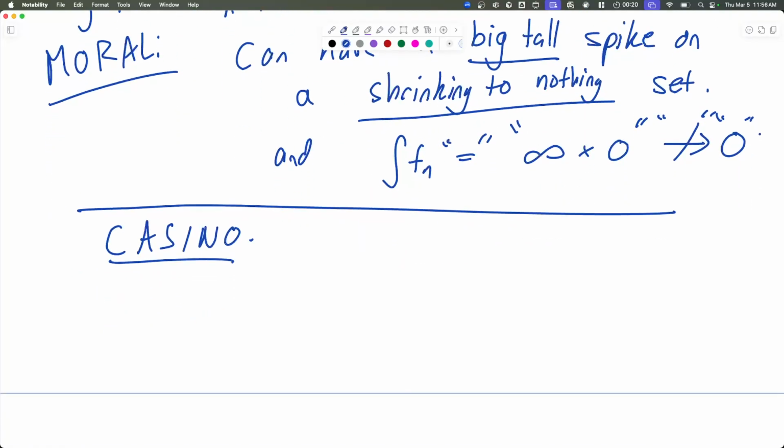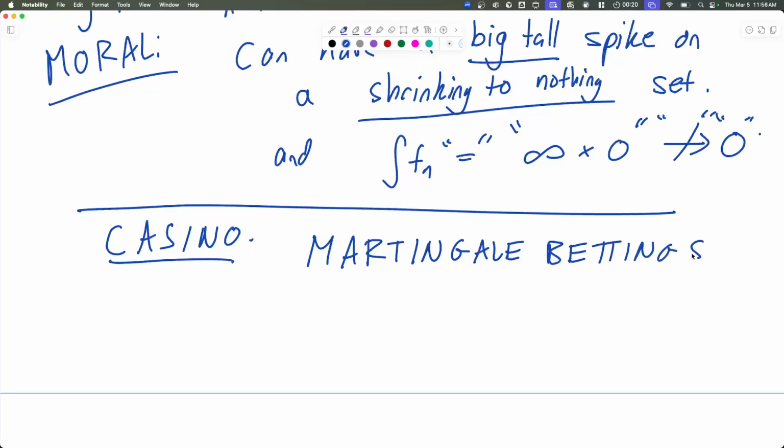One of them might say to you, listen, I have this betting strategy, and this betting strategy never loses, okay? Some people call this the martingale betting strategy. Who has heard of the martingale betting strategy? Okay, a few people. Let me tell you what the martingale betting strategy is.